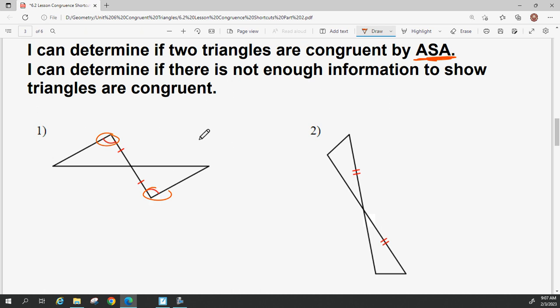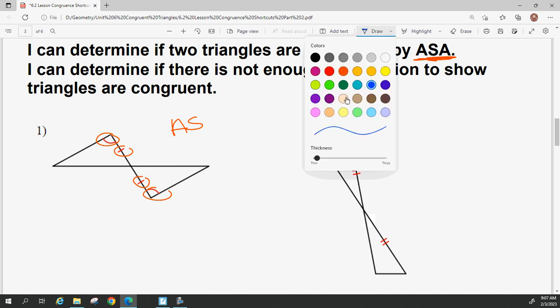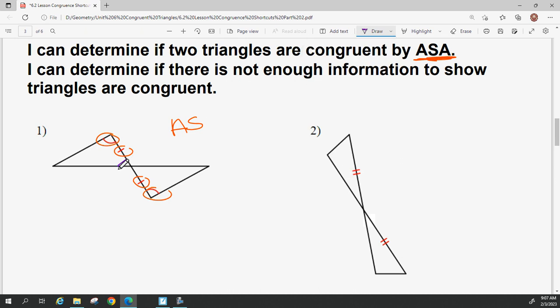So here I have angles. I have a pair of sides. And then hopefully you start getting comfortable with identifying vertical angles. There's a pair of vertical angles, so they're congruent. So that gives us another letter A. And so we need to decide, should I put the A here or should I put it here?